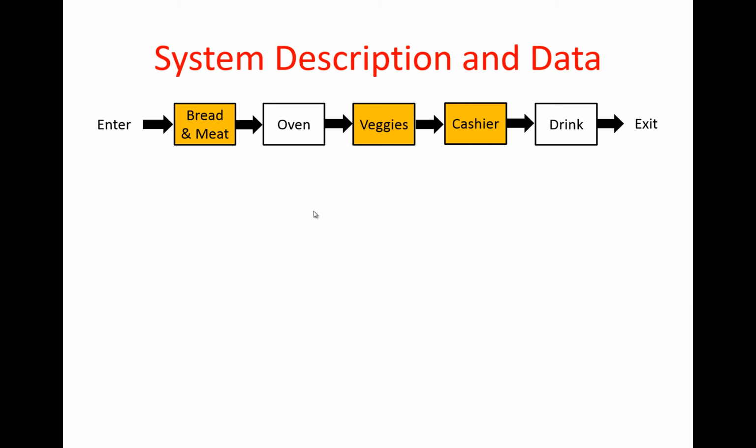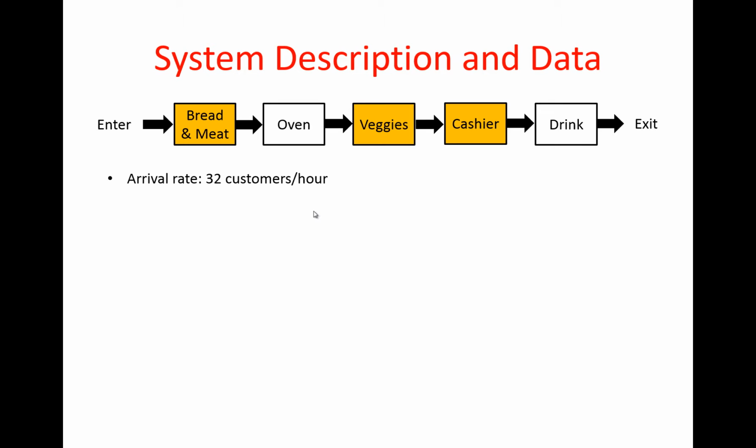The system that we're going to consider here again is a typical Subway restaurant where we have 5 stations, where in the first station customers order the type of bread and meat and cheese that they want in their sandwich. And then the sandwich will go to the oven to be toasted. And then the sandwich and the customer will go to the veggies station where they put lettuce, tomatoes, and other types of veggies on their sandwich. And finally, they go to the cashier and make the payment. And after that, customers go to the drink machine and get the drink, and then they leave the system.